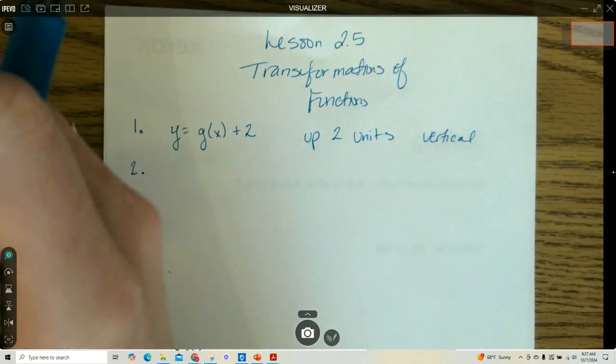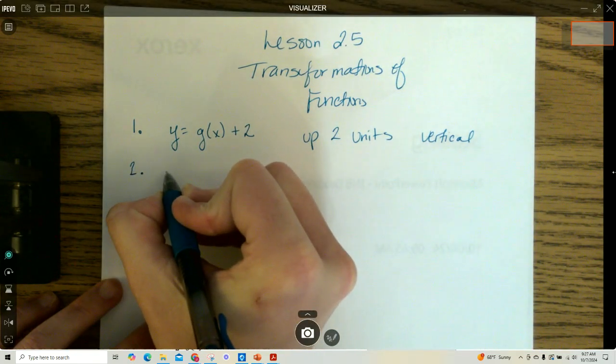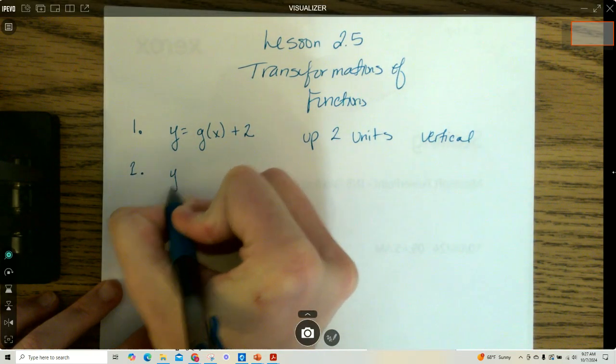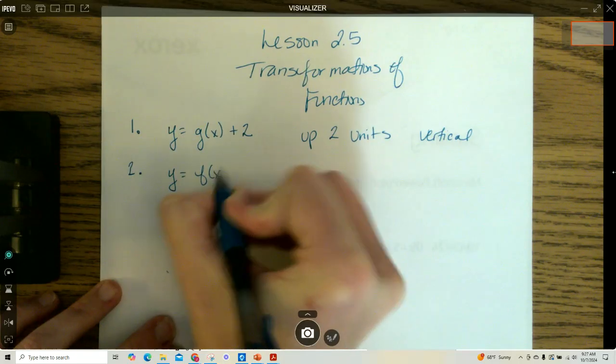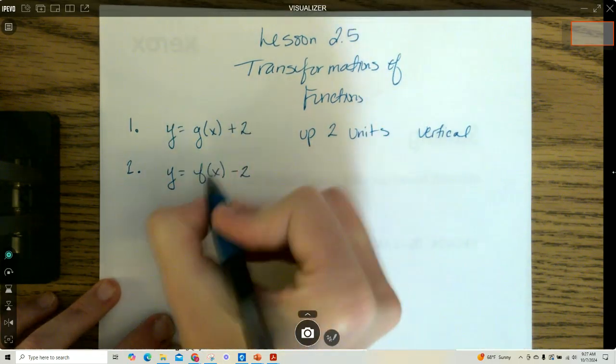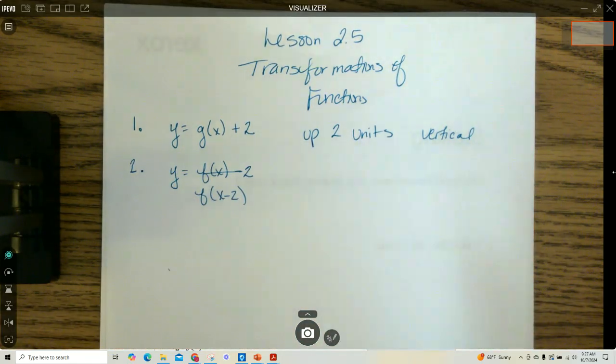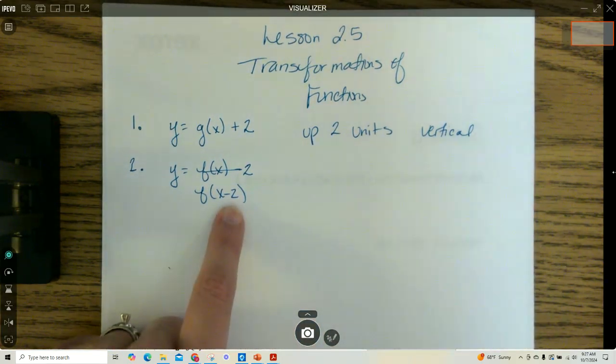All right, number 2. Suppose that the graph of a function f is known. Then the graph of y equals f of x minus 2, so x minus 2 is in parentheses. Okay, so these are the ones that mess kids up.